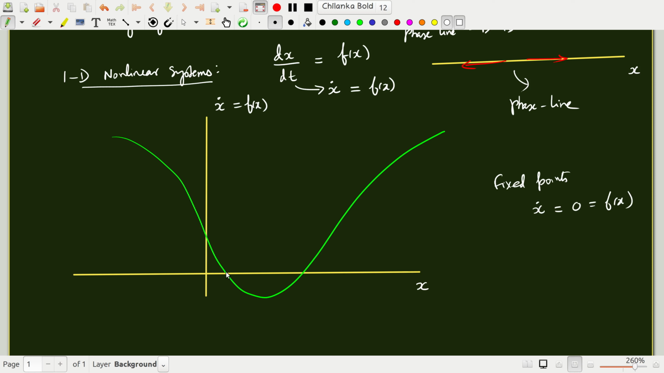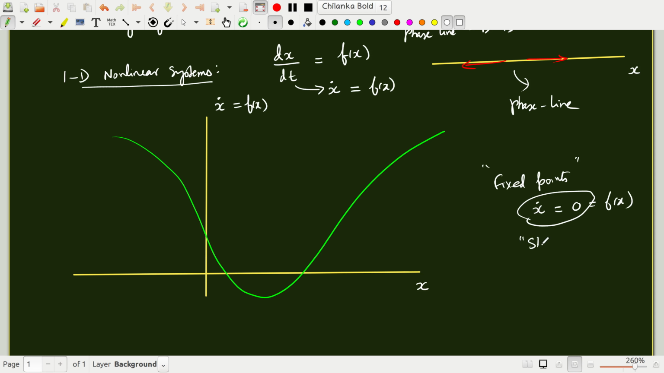So wherever f of x is 0, these are called fixed points, because the time derivative is 0. That is, once you go to this point, you cannot reach anywhere. You are just fixed there. You cannot move anywhere, because once the position reaches there, the time derivative becomes 0. So there is no further change.